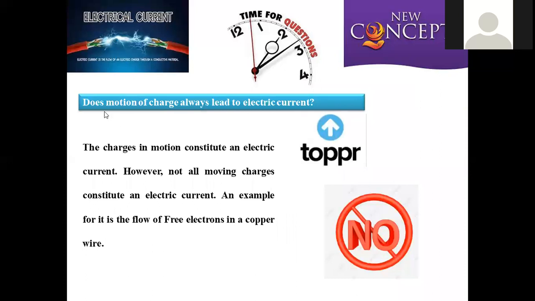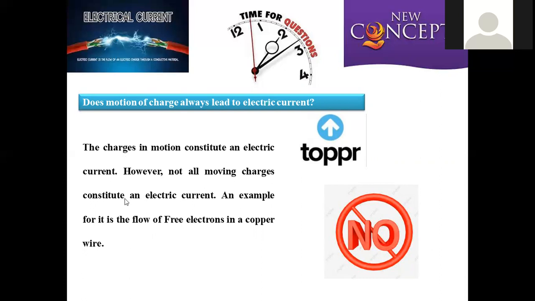So, does motion of charge always lead to electrical current? Always, the passage of charge gives the electrical current. So I collected this answer from Topper's answer. Thank you very much for your valuable information. So, never. The charges in motion constitute an electrical current.